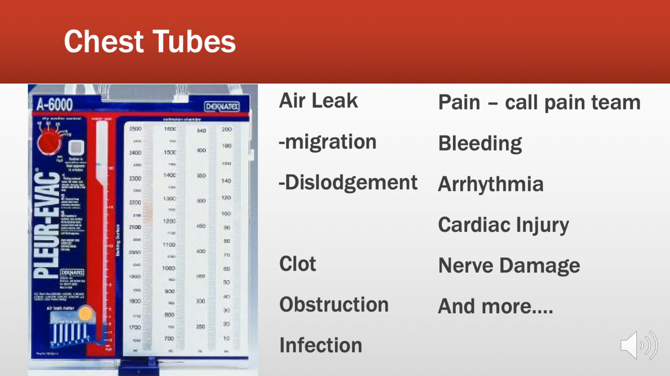Nerve damage can occur along the costal margins because of where the tube was put in, and if you have too much pressure because of a very large tube on a nerve, you can wind up having some damage. And there's plenty of other things that can happen, but these are the main ones that you need to know about while you're caring for your patients.